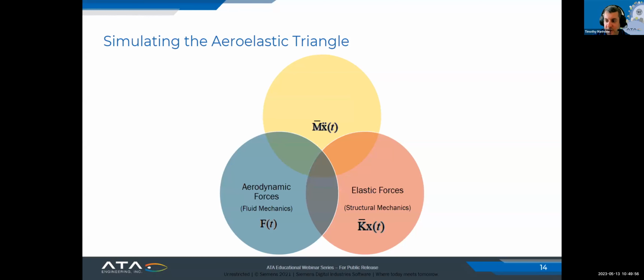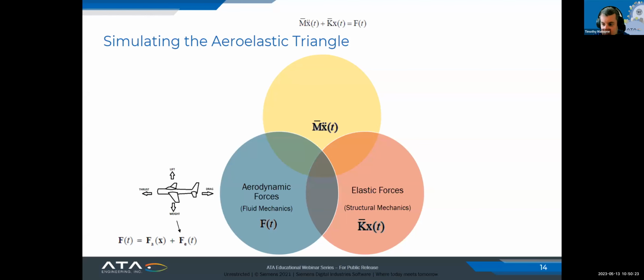So the first thing we're going to do is go back to that initial high-level view of the interactions between the three forces: our inertial forces, our aerodynamic, and our elastic. Our governing equation is that the aerodynamic forces that act upon the aircraft, meaning F of t, are going to be balanced by those inertial forces, our mass times acceleration, and our elastic forces, our stiffness and displacement.